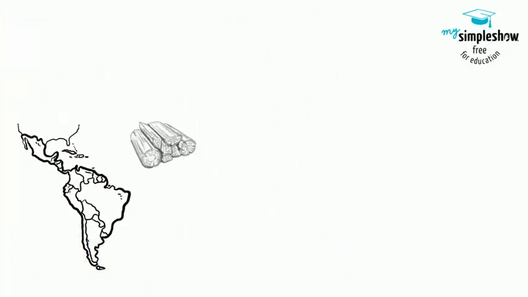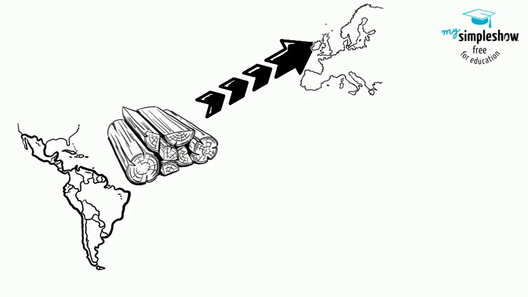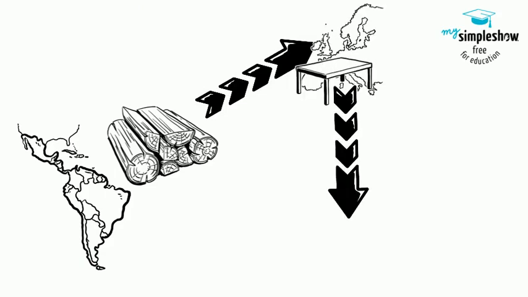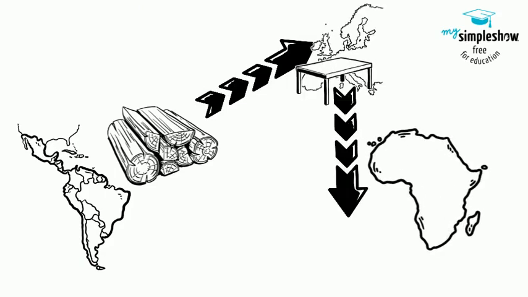Then the slaves on the plantation would harvest the resources that were sent to Europe to make finished goods, which were then traded in Africa so the process could begin again.